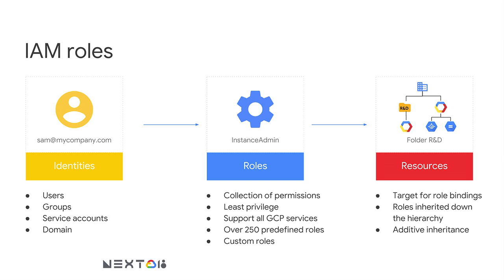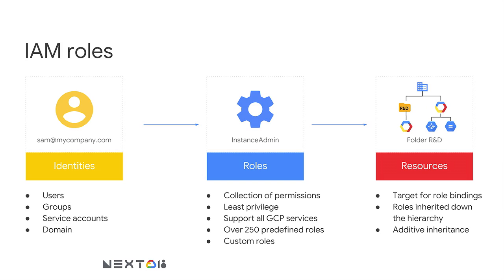In this example here, we want to grant Sam at mycompany.com the ability to manage all the instances within the R&D folder. So how do we do that? We grant Sam the instance admin role on the R&D folder. Now, because IAM policies are inherited, Sam will be able to manage all the VMs under that folder, and if there are subfolders, throughout the subtree under the R&D folder.